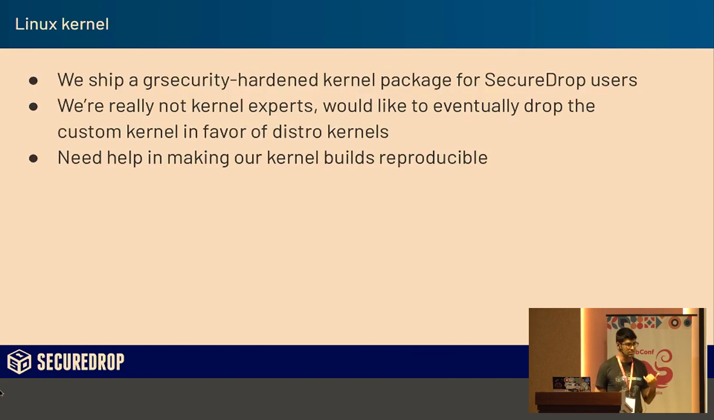I mentioned earlier that we ship a custom kernel. We use the grsecurity hardening patch set, which provides some additional security mitigations and also disables some features that tend to be used for exploits. We're not really kernel experts, and this tends to add a decent amount of maintenance. So our long-term plan is to switch to distro kernels. We're just trying to figure out at what point the security features in the mainline kernel are enough that we don't want to keep shipping this patch set.